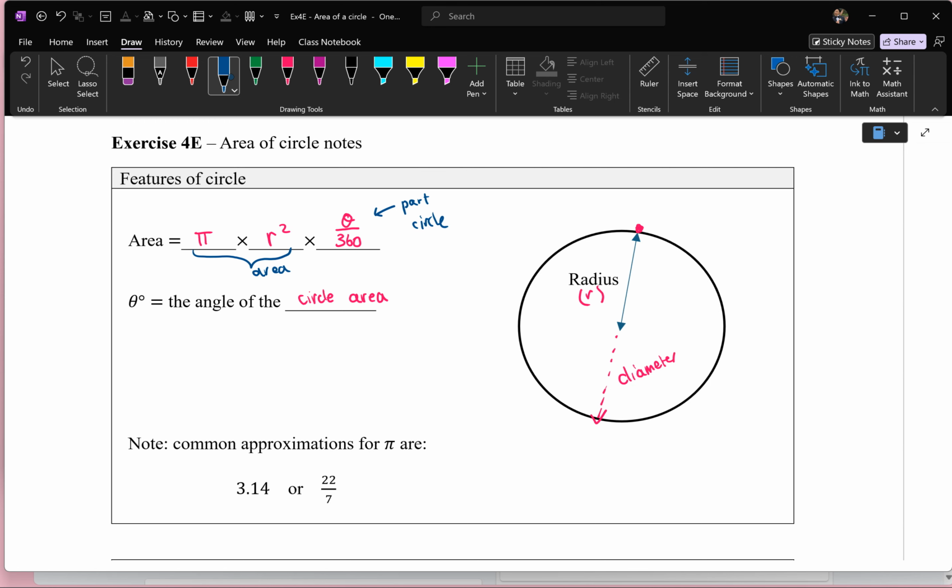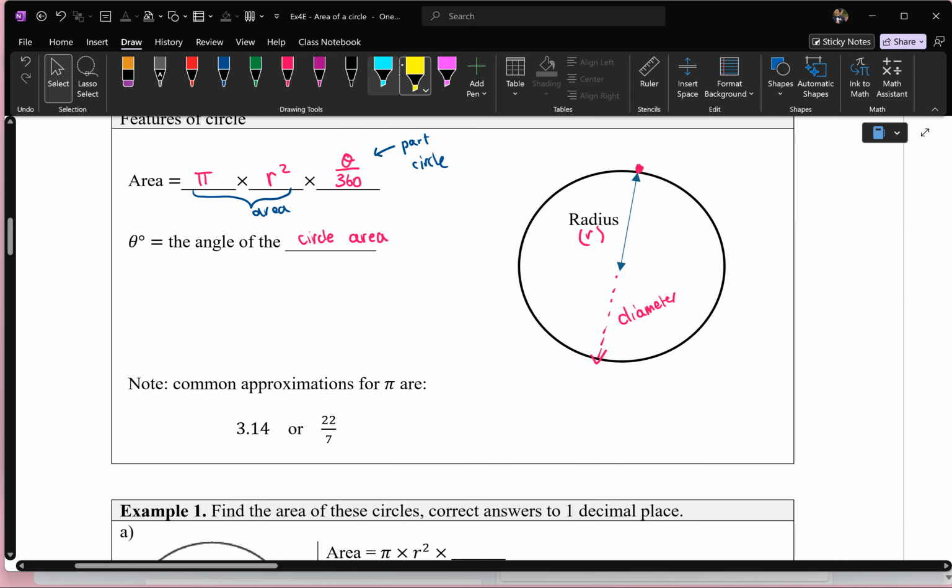So do you want the full circle? If it's a full circle, then it's 360 degrees over 360, so hence it's 1. But part of a circle, if you're doing a quarter of a circle or semicircle, that's where the angle comes in. I'll do some examples so you understand what I mean. But for now, let's do full circles.